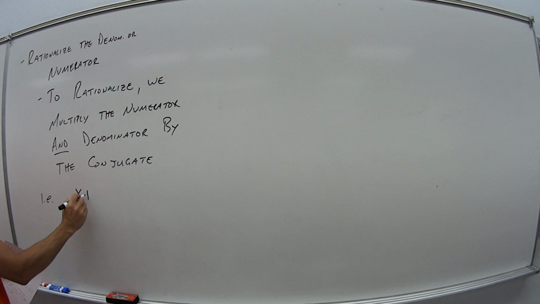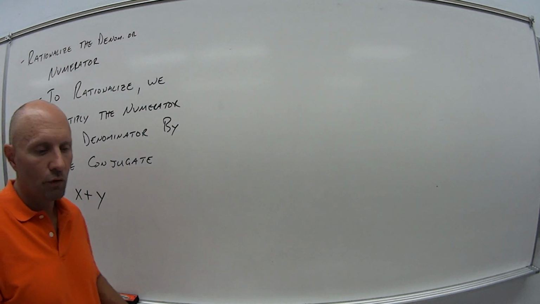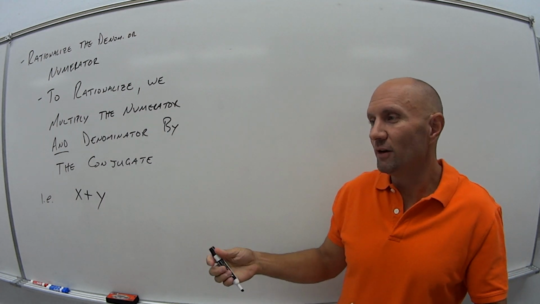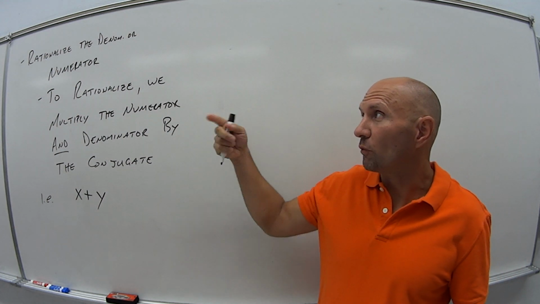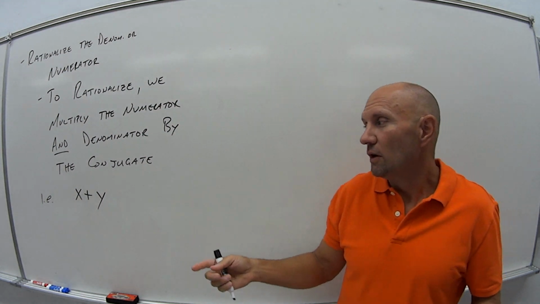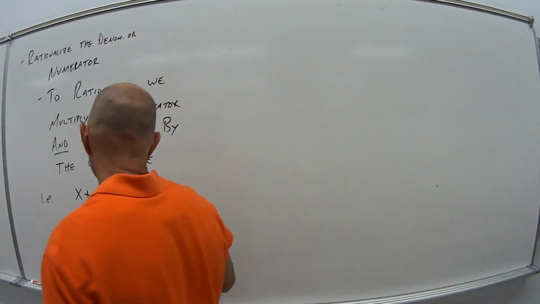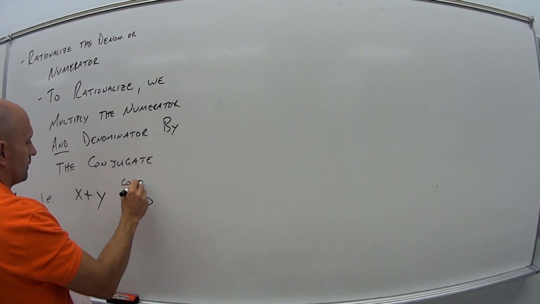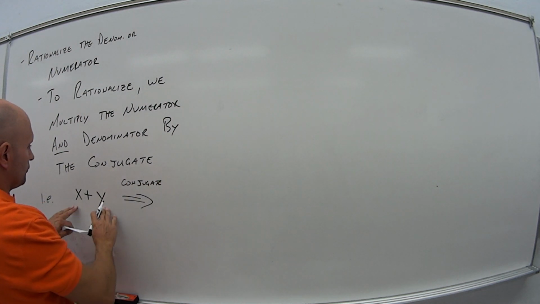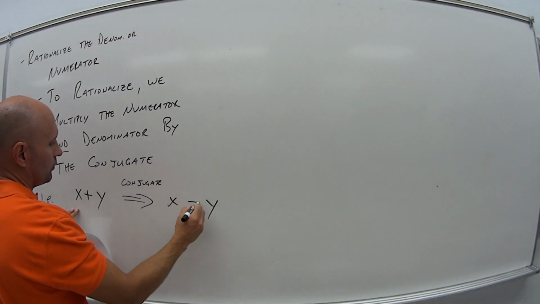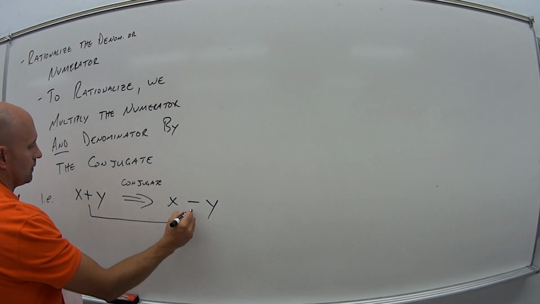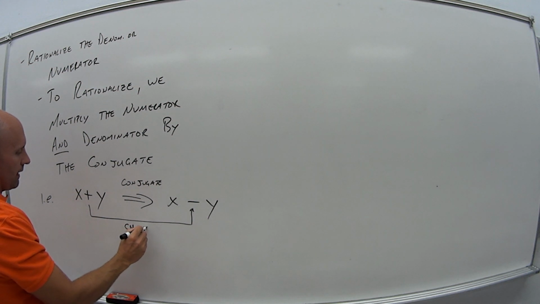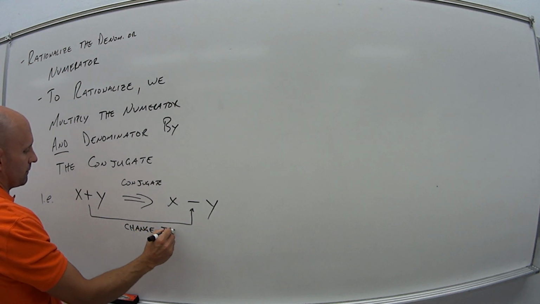If, for example, I have x plus y, a binomial, so two terms, and if we're rationalizing, it'll typically be a radical. What we're doing with the conjugate is very simple. We leave the x and y, so we leave the terms as they are. The only thing that we do is change the sign. If it's plus, it becomes minus. If it's minus, it becomes plus. Everything else stays the same.